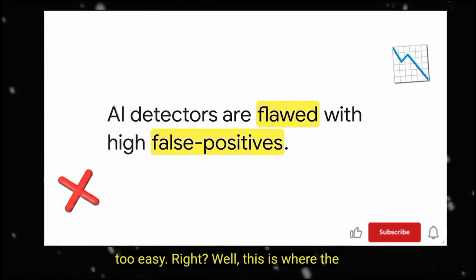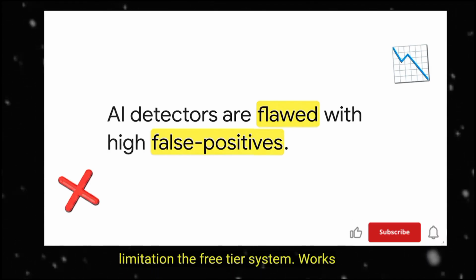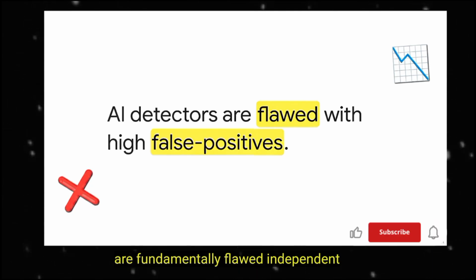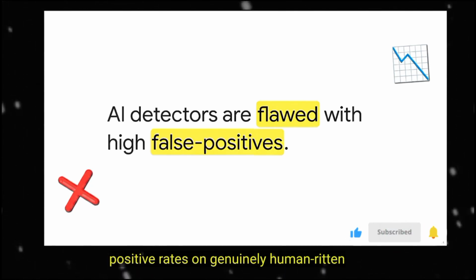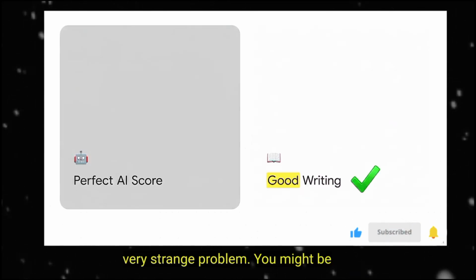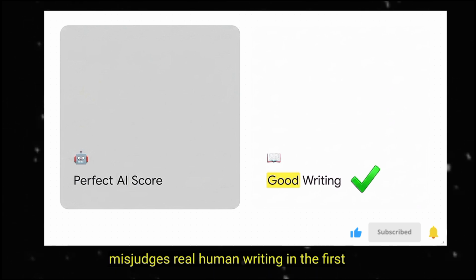Well, this is where the entire setup runs into its biggest limitation. The free tier system works perfectly, but the AI detectors themselves are fundamentally flawed. Independent testing has repeatedly found meaningful false positive rates on genuinely human-written text. And that creates a very strange problem. You might be optimizing your writing to pass a test that misjudges real human writing in the first place.